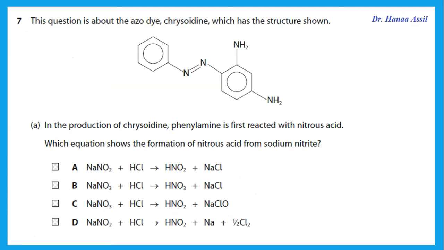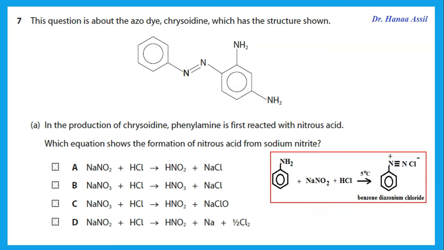This question is about the azo dye, which has this structure. In the production of this compound, phenylamine is first reacted with nitrous acid. Which equation shows the formation of nitrous acid from sodium nitrite?